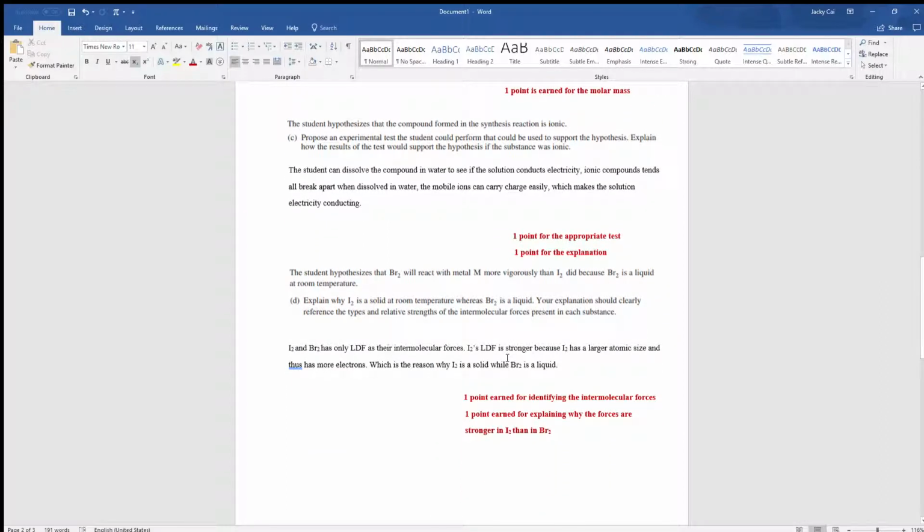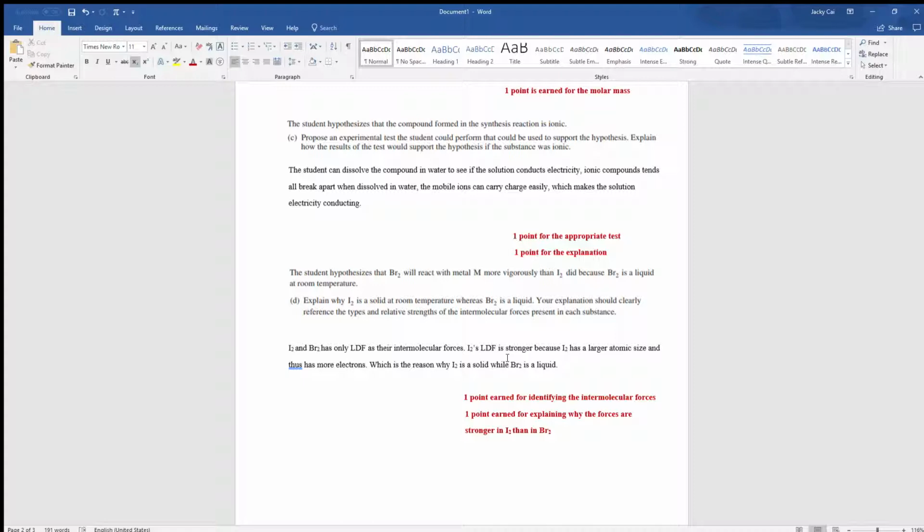For part D, the question asks why I2 is a solid at room temperature while Br2 is still a liquid. And what I think is that I2 and Br2 both have LDF as their only intermolecular force, and I2's LDF should be stronger than Br2's because I2 has a larger atomic size and therefore it has more electrons, and by that means I2 should have a stronger LDF and it should have a higher melting or boiling point than Br2, and that's the reason why I2 is still a solid while Br2 is a liquid.